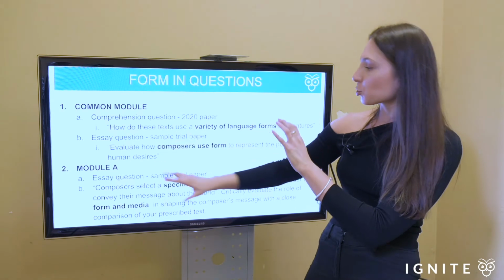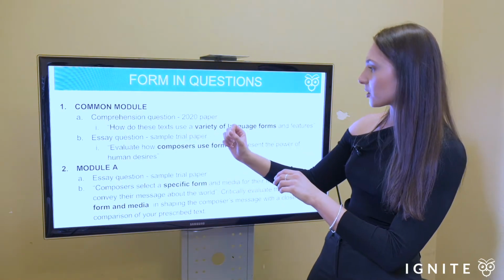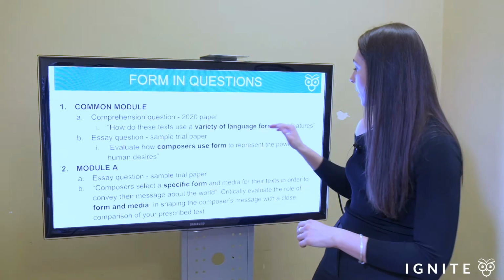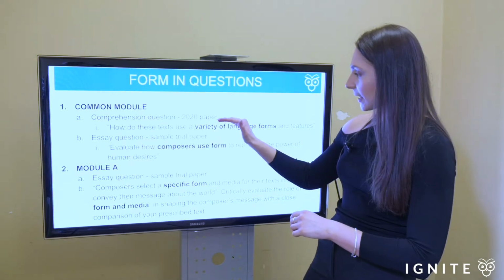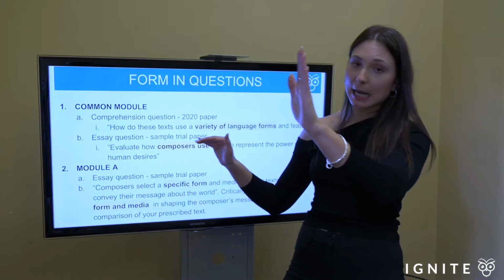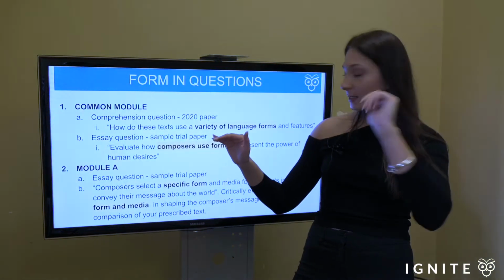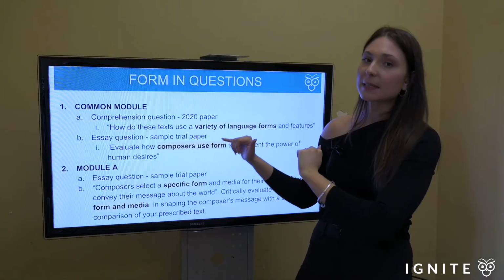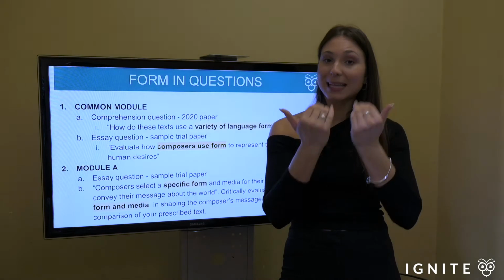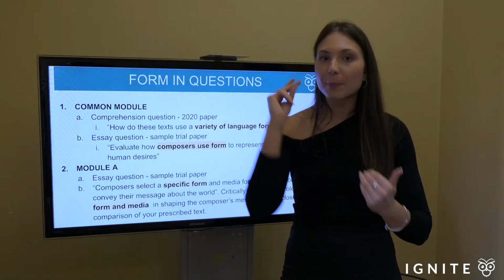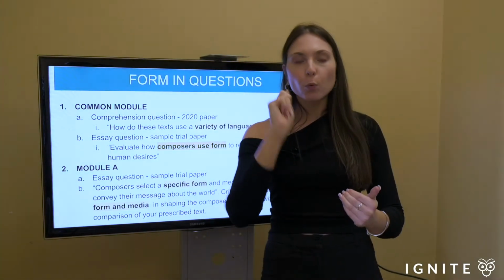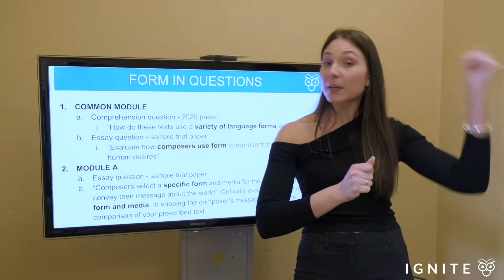I've looked at Common Module and Module A here. So in this Common Module question, it reads, how do these texts use a variety of language forms and features? That's taken from the comprehension paper from last year where you were comparing the internet article and the visual text. And here you can see that in the candid situation of comprehension where you must analyse on your feet, you need to be equipped to answer what are the key elements of a visual, what are the key elements of form in a feature article.